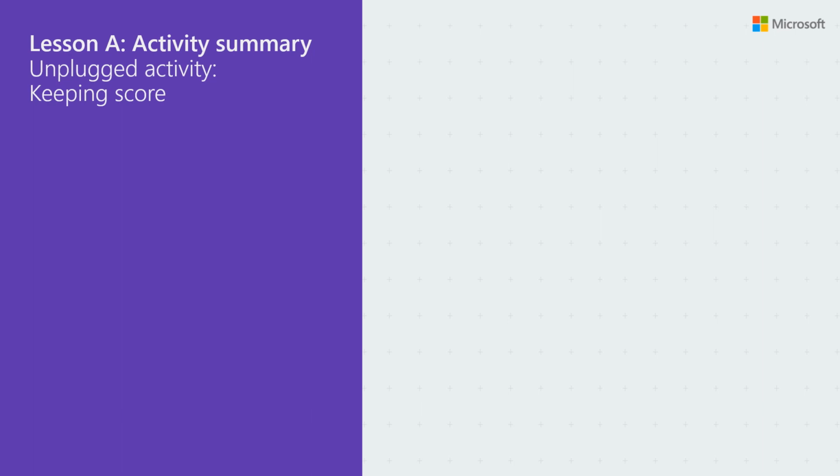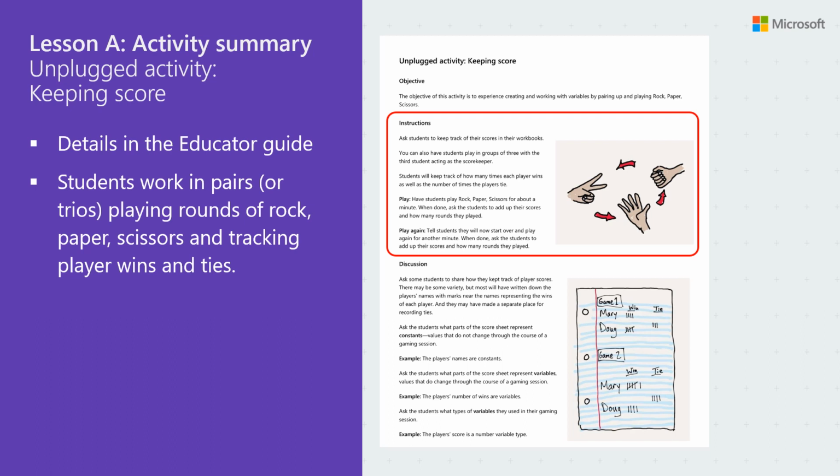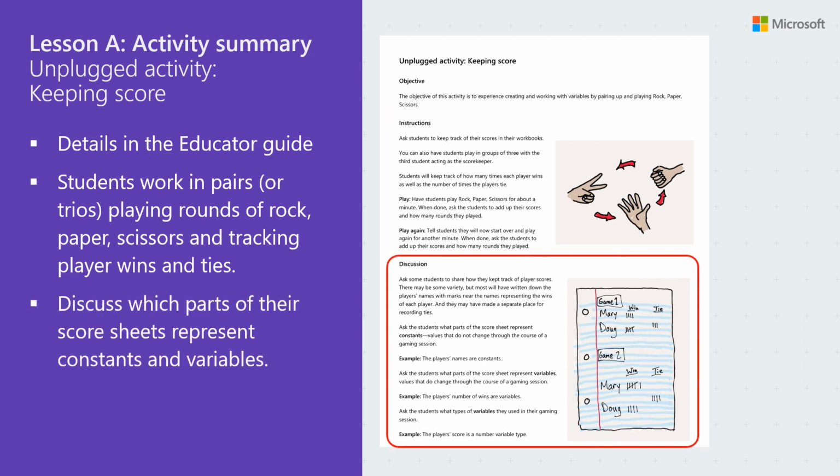Now in lesson A, the unplugged activity has students working in pairs or groups of 3, playing rock, paper, scissors to keep track of how many times each player wins and how many times the players tie. And then you'll lead a discussion about which parts of their score sheet represent constants and which represent variables.